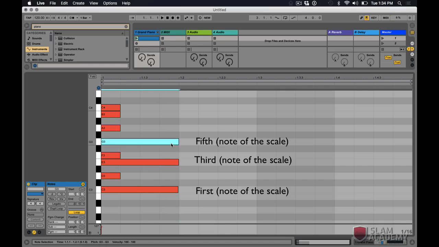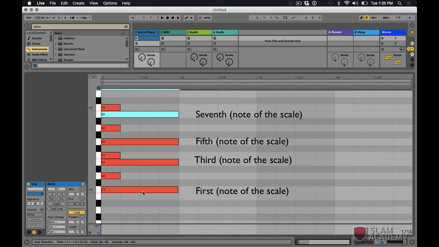third, and the fifth, right? What if we kept going? What if we went one more step? So we skip a note and we add the seventh. That is what a seventh chord is. So we have 4 notes, but the notes we have are first, third, fifth, and seventh tone of the scale, right? So that's why we call them seventh chords.